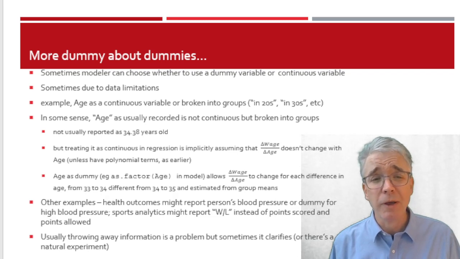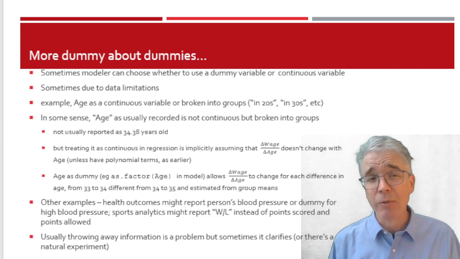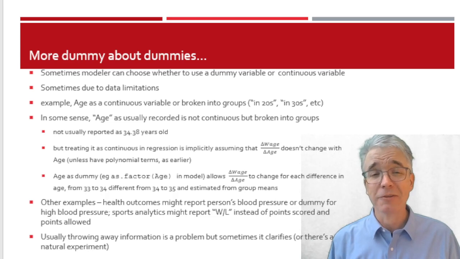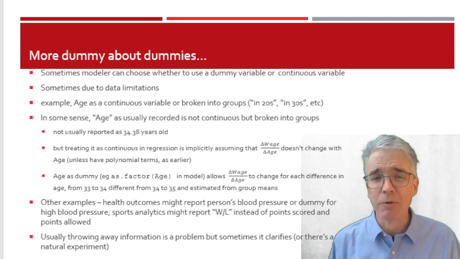Another case where you, the modeler, has a choice is sometimes whether to use a dummy variable or a continuous variable. Obviously, sometimes you don't have a choice. Maybe you only have a dummy variable. For example, the household pulse data doesn't tell you the household income, but rather just a dummy variable for whether it's in a particular range. Other times you have a choice. For example, age. Sometimes it's given. Sometimes it's broken into groups like in the 20s, in the 30s, whatever, or even broader group like Boomer or Gen X or Millennial. You can make a plausible argument that actually everybody gives their age in a bin. Nobody reports they're 34.38 years old.